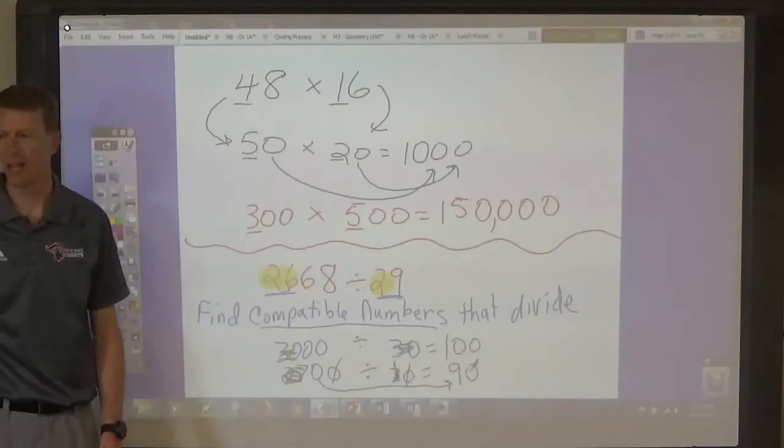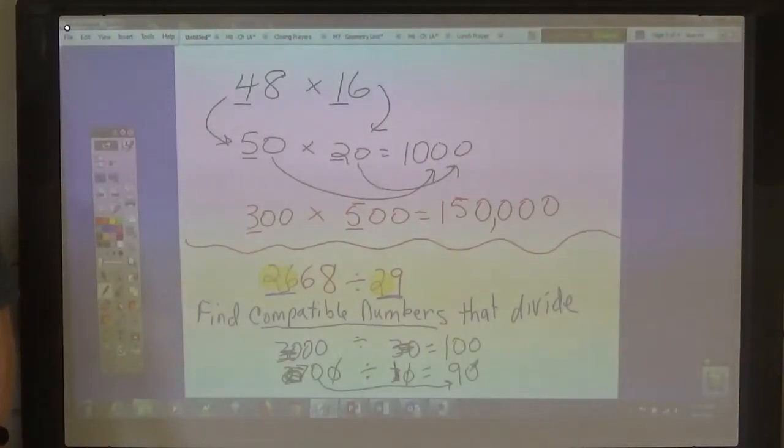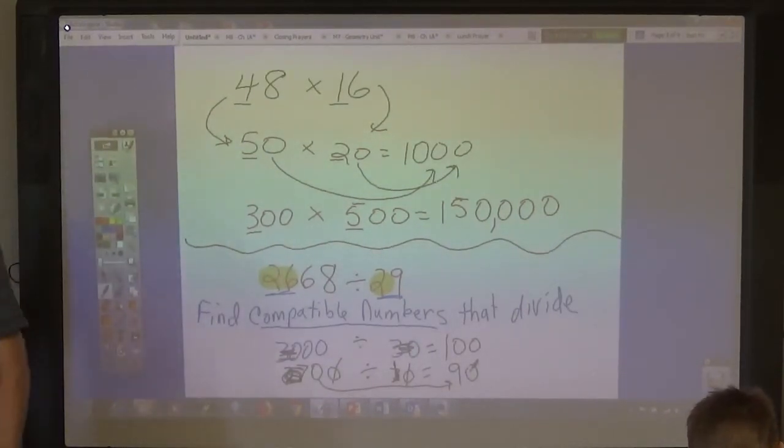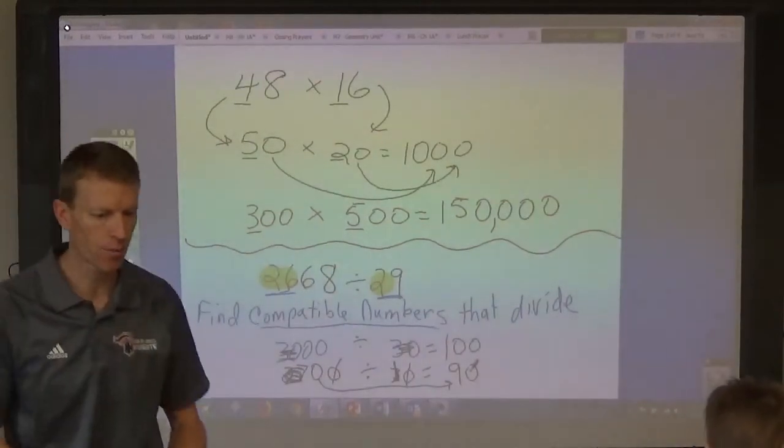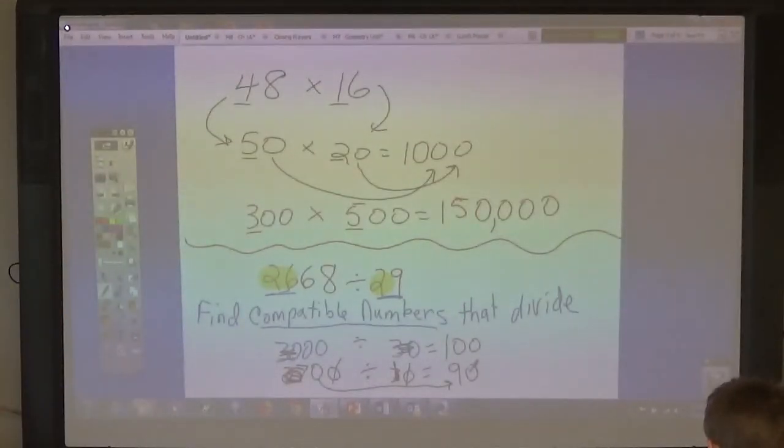Okay? Now, for your assignment for tomorrow, what I want you to do is page 8, 3 through 7 all. And then do 10 to 18 evens. Page 8, 3 through 7 all. And then 10 to 18 evens. What is it?